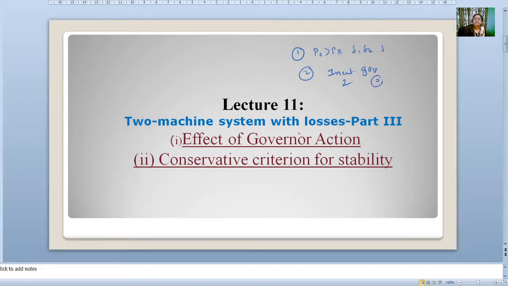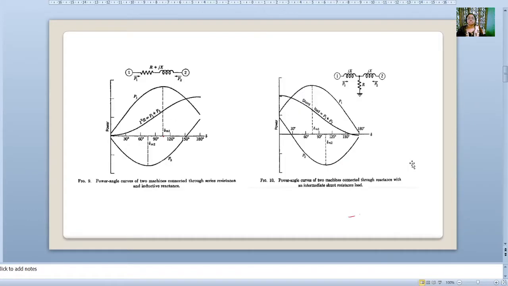Now this is our part 3. Here we'll see the effect of governor action as well as the conservative criteria for stability. Just to revise in a minute, we have seen positive resistance as well as negative resistance. In positive resistance, del m1 is greater than del m2, so here we have considered the smaller angle, del m2, as the steady state stability limit.